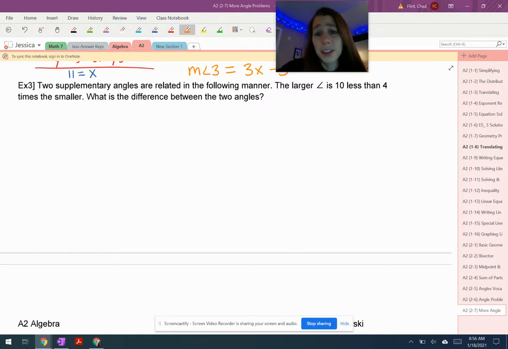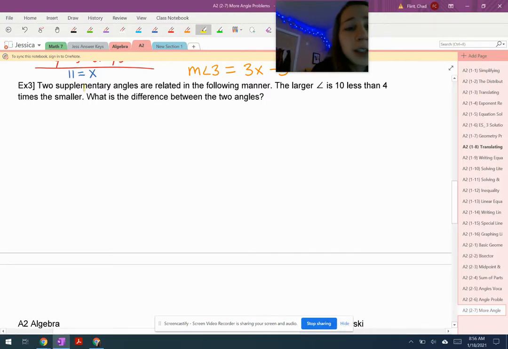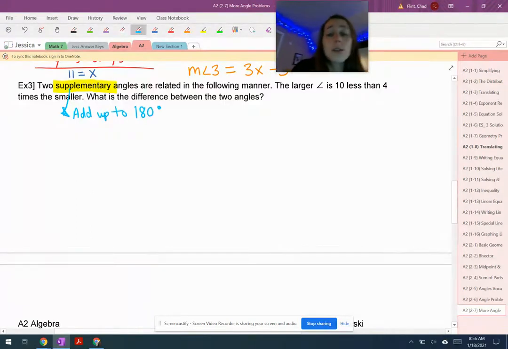So this one is a little different than what we've seen so far because, 1, there's no diagram, and 2, we have to do some translating here. However, there is a key vocabulary word that we need to look at, and that would be supplementary. We know that supplementary angles add up to 180 degrees. So we're going to use that at some point.